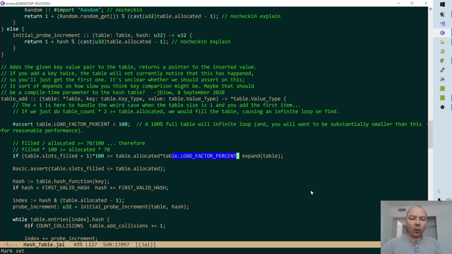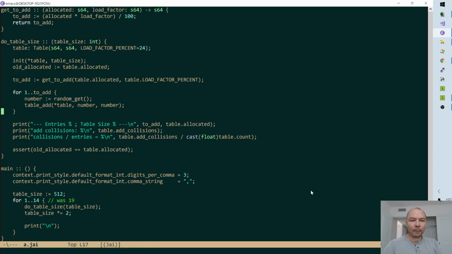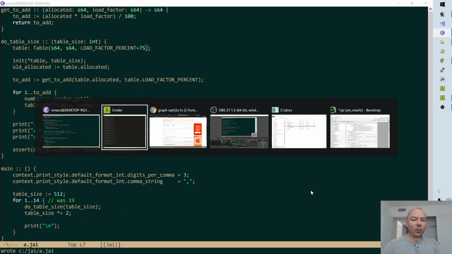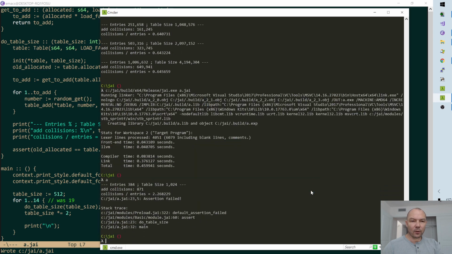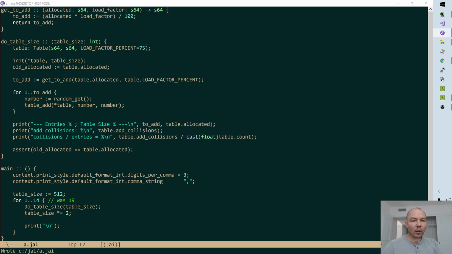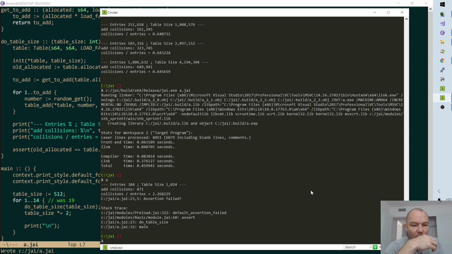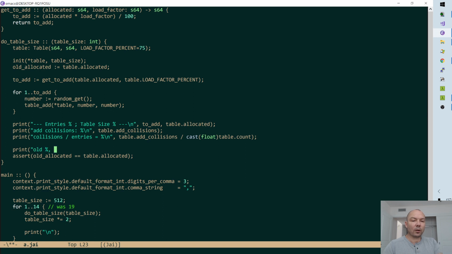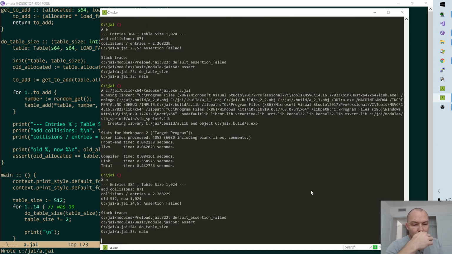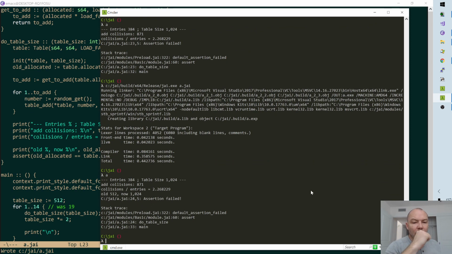Is it happening at 75? Good question. Maybe it's not powers of 2. I mean, 75 is a little weird because we start getting up into the territory where... interesting. Now we're asserting that we expanded the table, which shouldn't happen. So there is a bug here. Why did we expand?